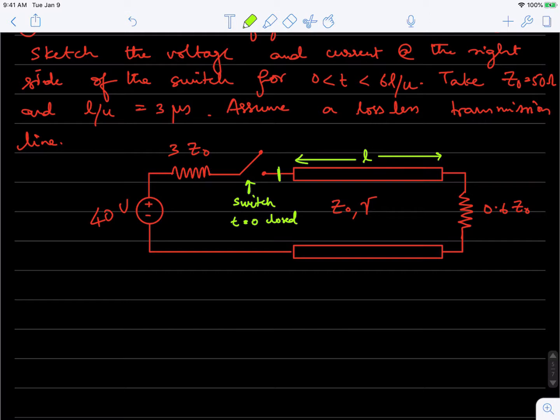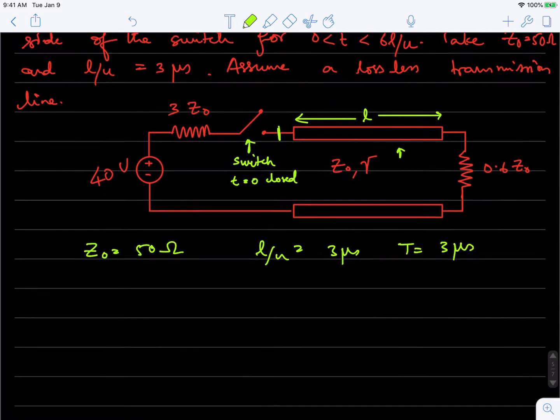So the first step is, what does it say about the time taken for the signal to travel from the source side to the load side? Here it says take Z0 equals 50 ohms and L/U equals 3 microseconds. L is the length of the transmission line and U is the velocity of the wave. Therefore, the time taken to traverse the transmission line is 3 microseconds. Let's call it capital T.